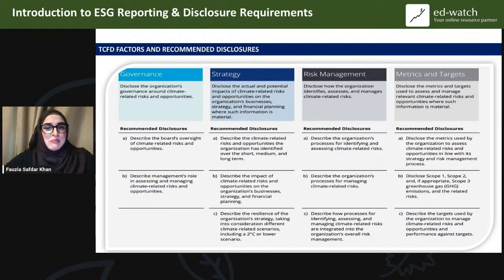So TCFD is more about climate-related matters. It focuses on the impact on business and strategy, and it really looks to understand what it means for your core business, what it means for your product, and what it means for your operations. So you have to be very clear about how you will make yourself resilient in case of any change by climate. Should we move forward? Next slide.